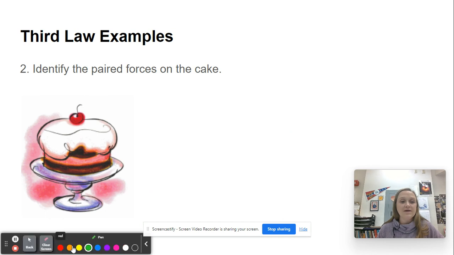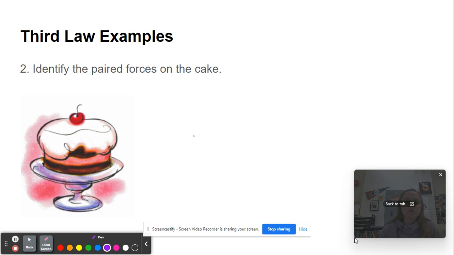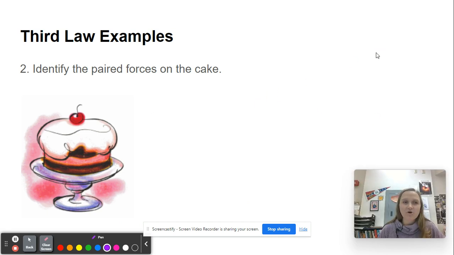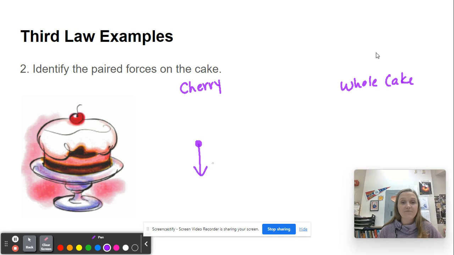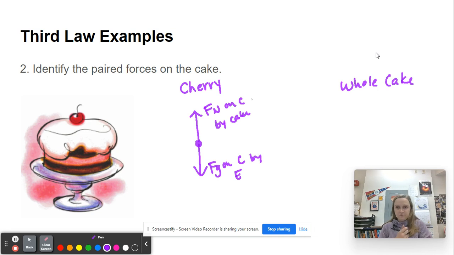So look at this with a cake. We can break apart our cake in any way we want. I'm going to first just do the simplest one. We're going to look at the cherry as one of our things, and then we're going to look at the whole cake as the rest of it. So thinking about the forces acting on the cherry, we've got force gravity on cherry by Earth, and there would be a normal force on cherry by the cake or the surface it's on.